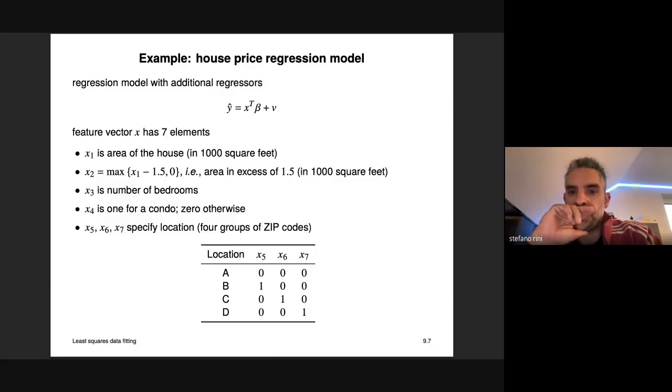So now we can add more regressors to see if we can get a better prediction. So we said that x1 is the area of the house, x2 is some other variable, x3 is the number of bedrooms, x4 is whether it's a condo or not, and x5 to x6 is, let's say, 4 groups of zip codes. So now you know that something interesting is coming up, correct, right?